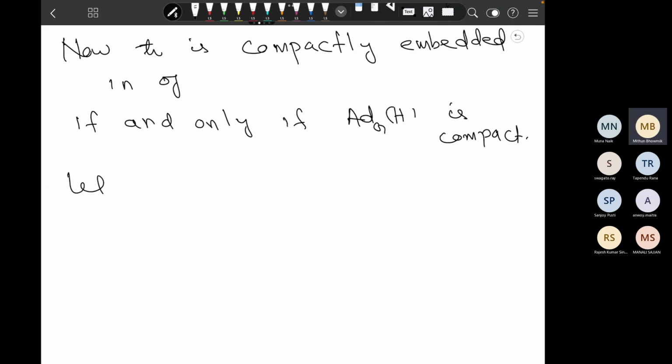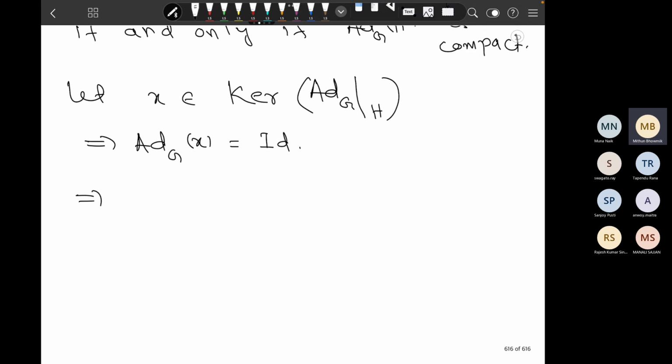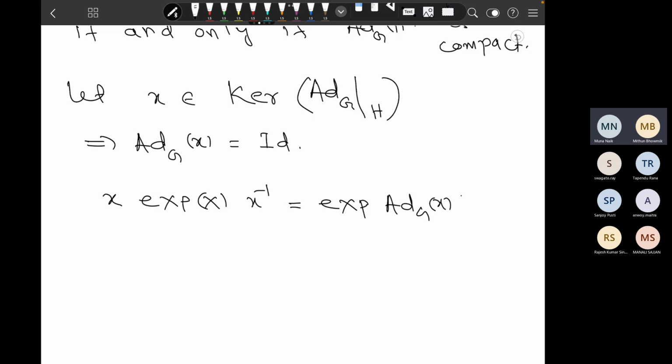Now let X belong to the kernel of Ad restricted to H. This implies Ad(x) is equal to identity. Then x exp(X) x⁻¹ is exp(Ad(x)X), which is exp(X), where X belongs to 𝔤.